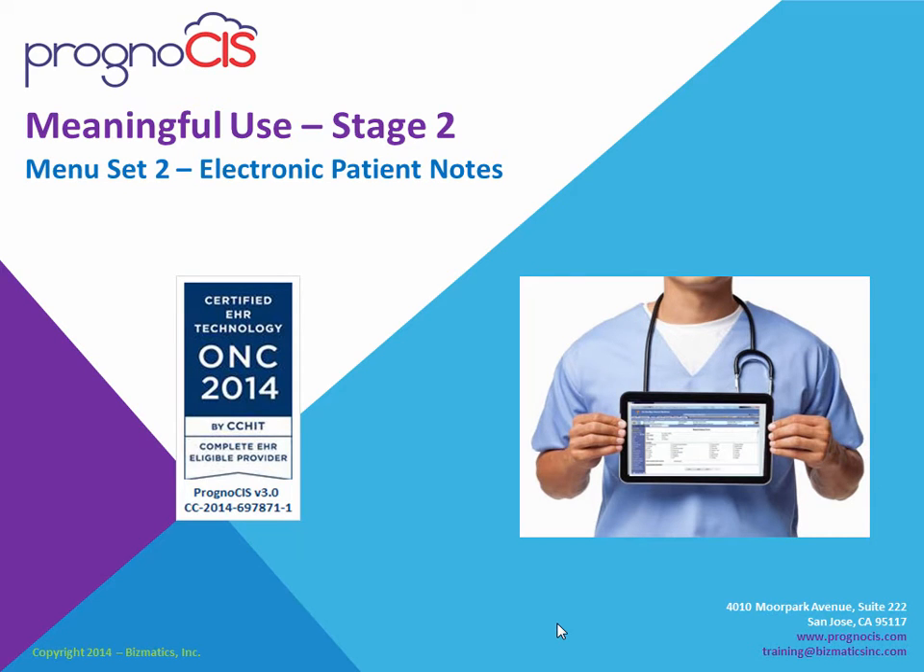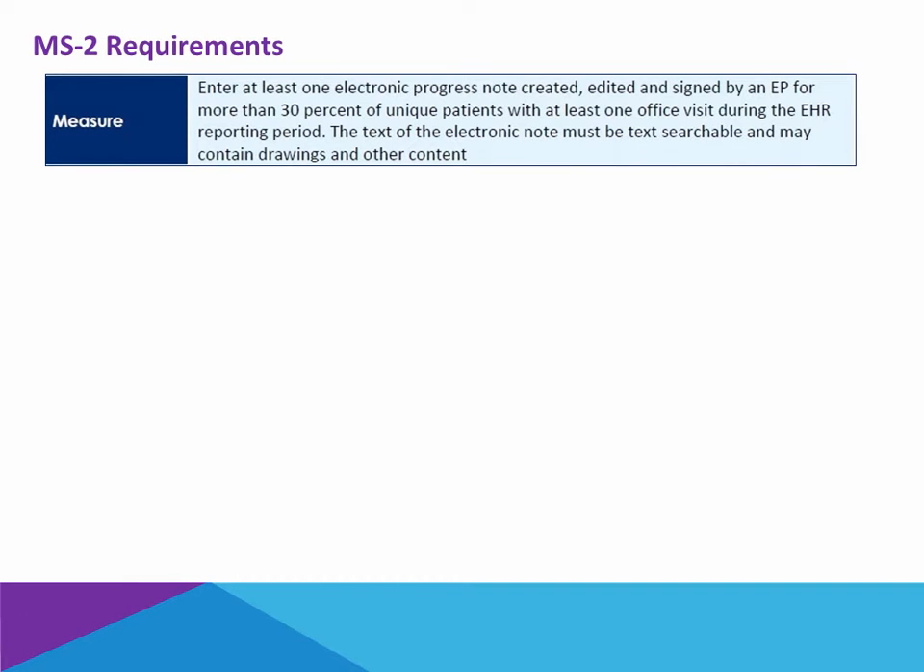Meaningful Use Stage 2, Menu Set 2, Electronic Patient Notes. The requirement for Menu Set 2 is to enter at least one electronic progress note that is created, edited, and signed by an eligible provider for more than 30% of the unique patients who have at least one office visit during the reporting period. The text of the note must be searchable, and it may contain drawings and other content.